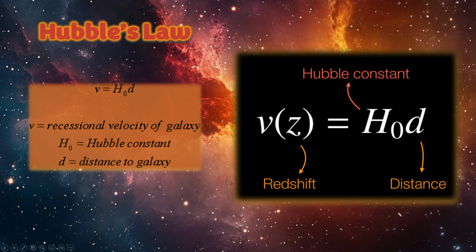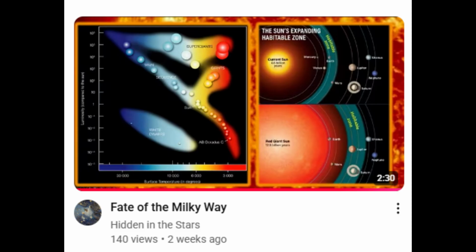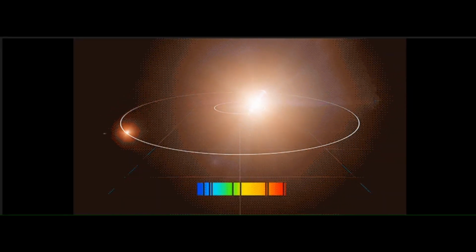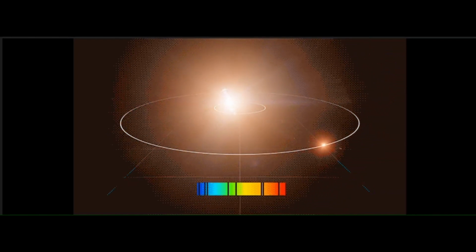A good example of a blueshift is that of the Andromeda galaxy, which we know is moving towards us. As mentioned in the Fate of the Milky Way video, the Andromeda galaxy will eventually collide with the Milky Way. By measuring the blueshift, we've been able to not only figure this out, but make calculations and predictions about when this will happen and what might occur when it does. Perhaps the best example of blueshift is a binary star system.